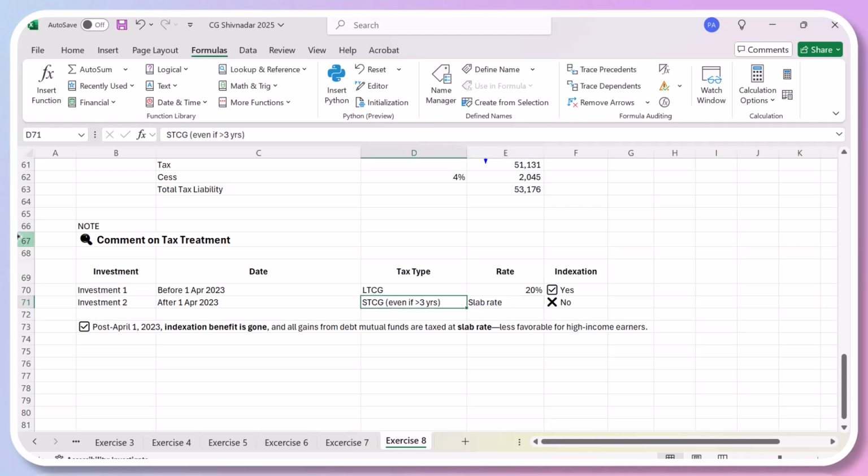For confusion, I'm just taking this off. In the case of investments bought after 1st of April 2023, there is no holding period concept, so you have to pay the tax as per the slab rate. No indexation benefit. Read the last one.